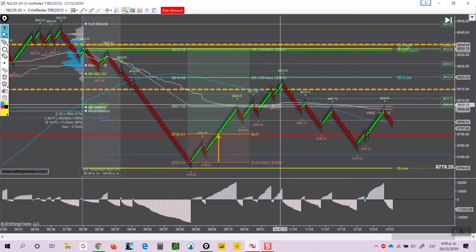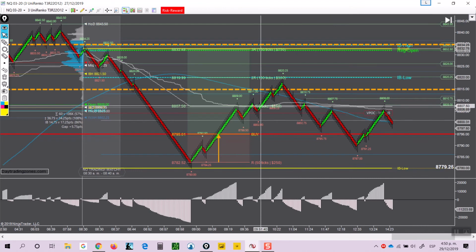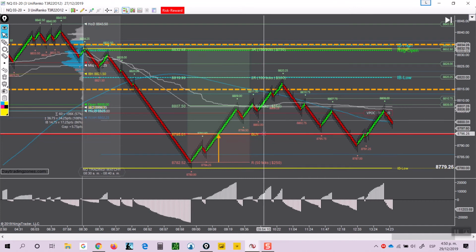I shouldn't be saying target, I should be saying 1-to-1. This is 1-to-1, this is 2-to-1, and this is 3-to-1. Then price stalls there, reverses and stops you out, making 1-to-1. But at least you make some money, and the most important thing is you didn't lose money. That's more important than making money. You don't want to lose it.